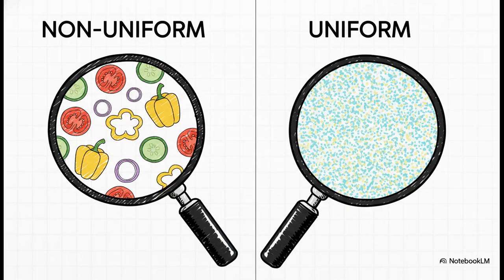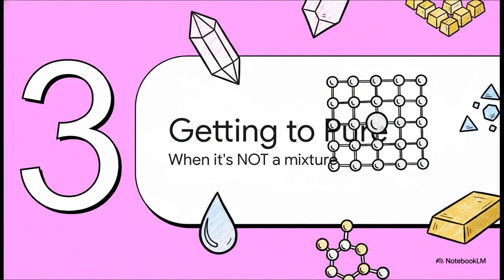So to put it another way, in non-uniform mixtures, you can see all the separate components. But in uniform mixtures like that sugar water or even the air we're breathing right now, everything is so perfectly blended that you just can't tell the parts from each other. Okay, so we've got a handle on mixtures. Most things are mixtures, but what about the things that aren't? What do we call a substance when it's made of only one single type of stuff? Well, that, my friends, brings us to pure substances.